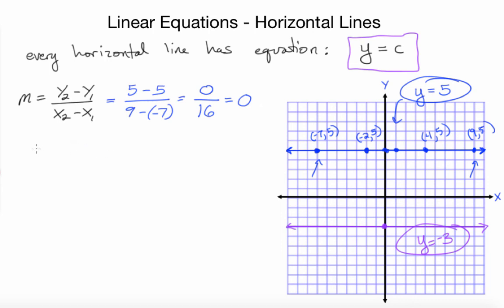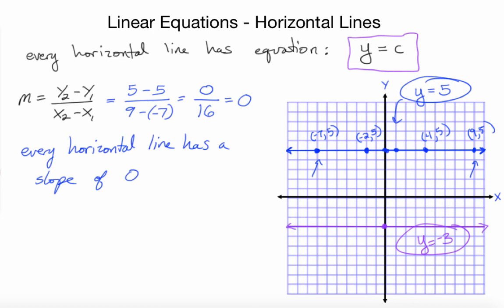So that's the other point. Every horizontal line, write that out, every horizontal line has a slope of 0. So there you go.